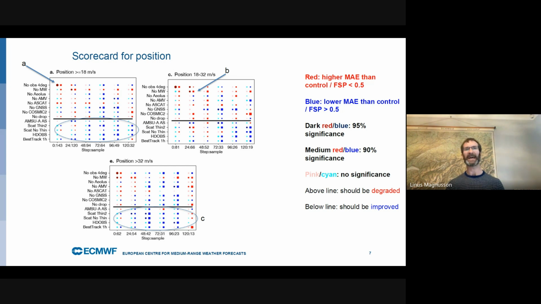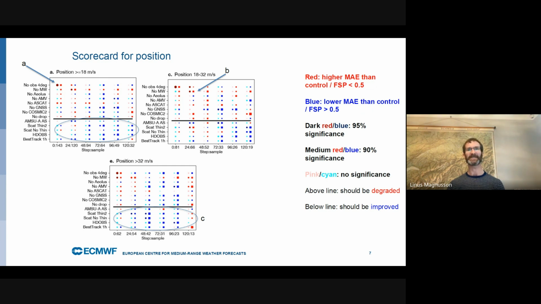And the black line in the middle of the scorecard is the division where we have the data denial experiments above the line. So here the expectation is to see red colors because we expect the forecast to be degraded when we remove the data. While below the black line are the data enhancement experiments. So there we expect blue because we expect lower errors with enhanced. And you can see for the enhanced experiments it quite nicely comes out with mainly blue.